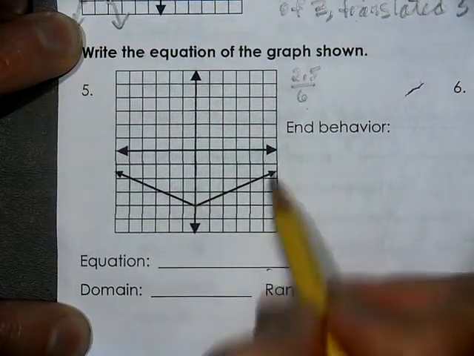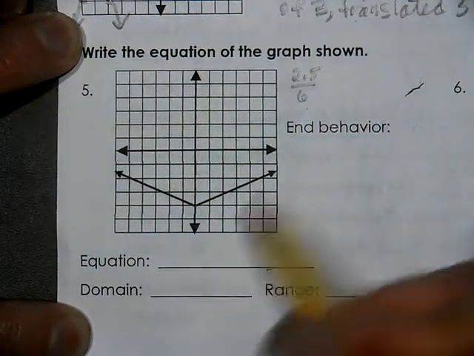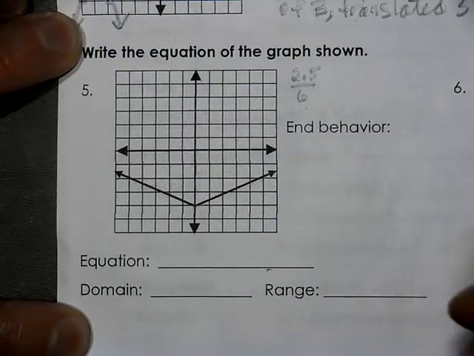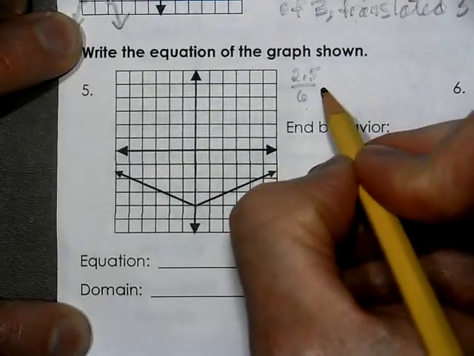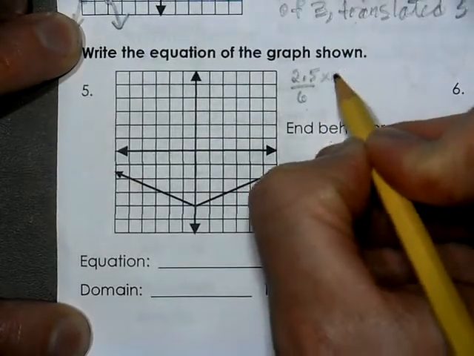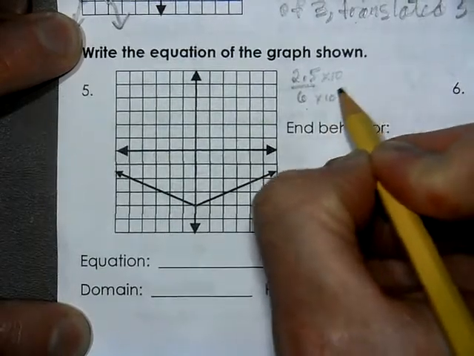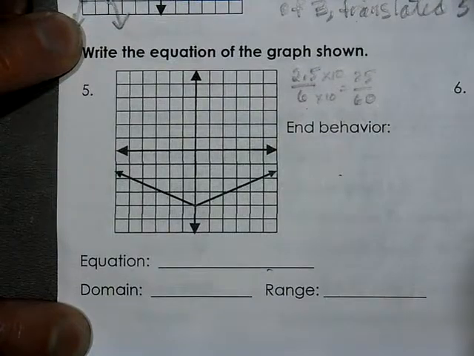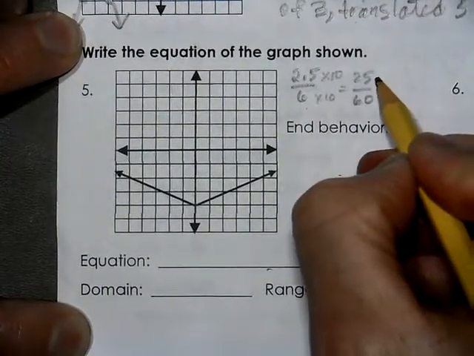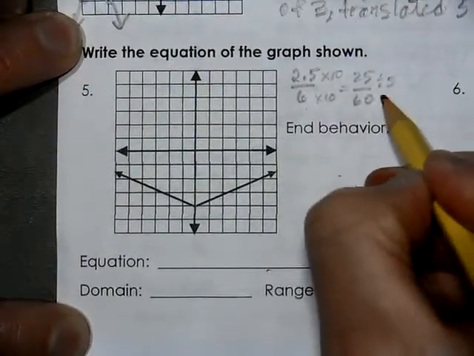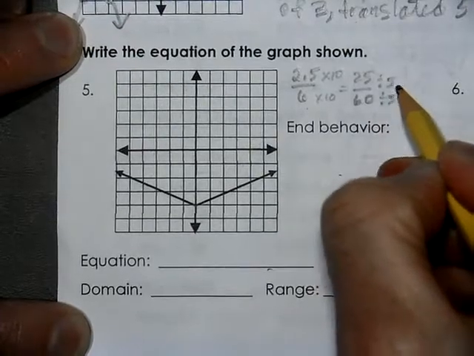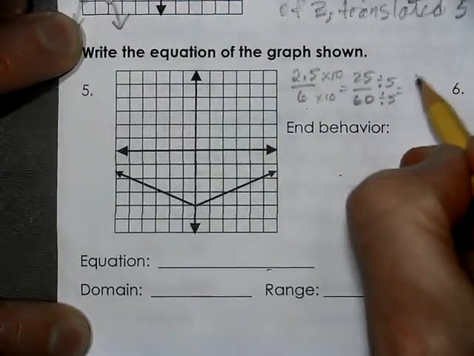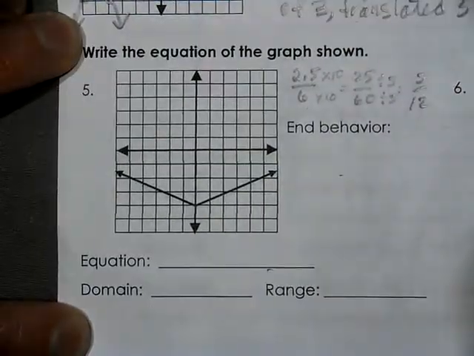Rise over run. Not a very good example. Definitely not a test or quiz question. But if we times this by 10 and we times this by 10, we're going to get 25 over 60. We got rid of the decimal. Then we can reduce that by dividing by 5, and we'll get 5/12. That's what I'm going to call the slope.